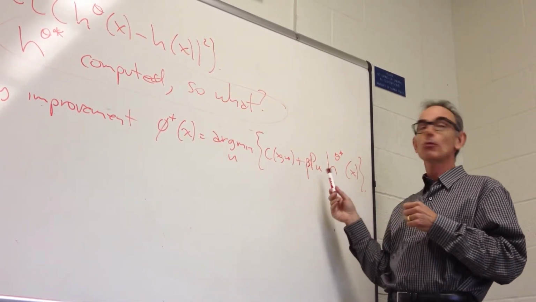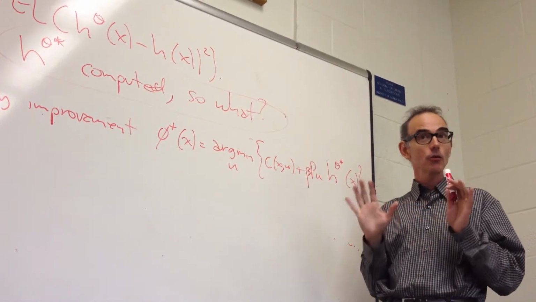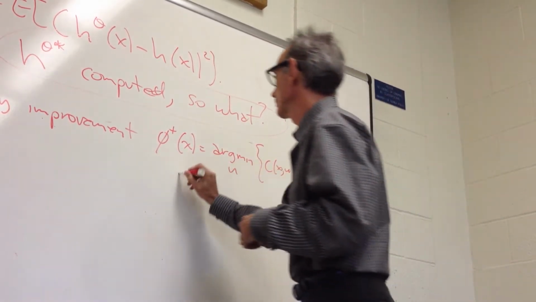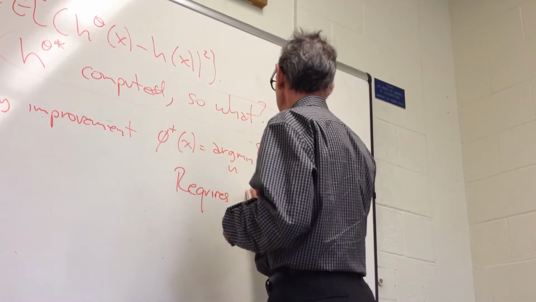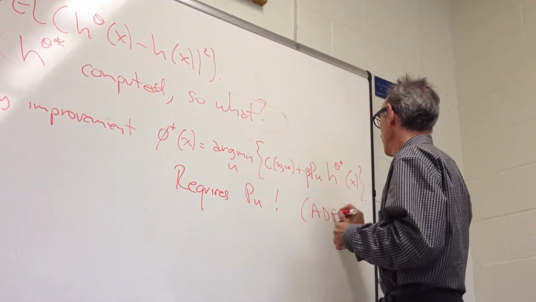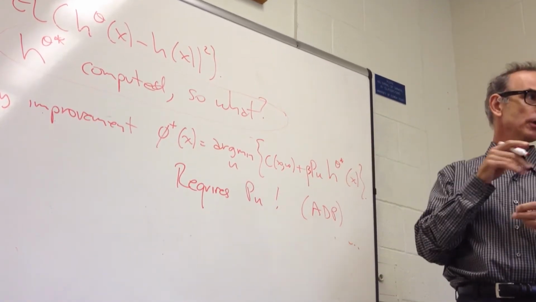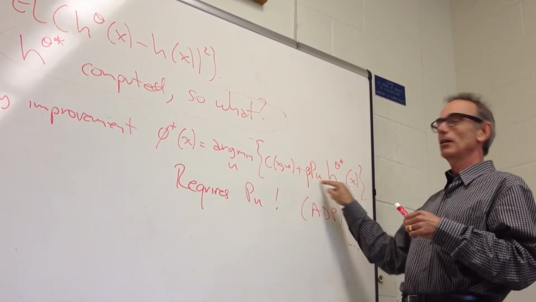But there's two problems with this. First of all, this is approximate dynamic programming. It's not reinforcement learning. You require knowledge of P_U. Given these conventions, it's approximate dynamic programming and not reinforcement learning, which is too bad. And secondly, it requires multiplication.